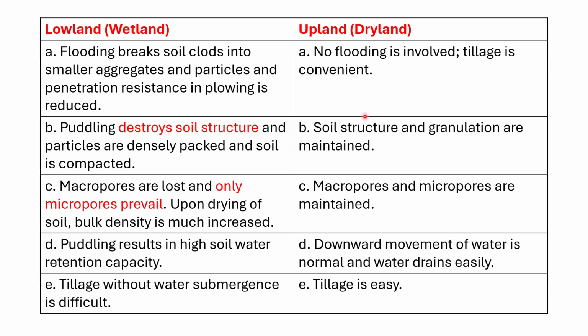Then kapag upland or dryland naman, the soil structure and soil granulation are maintained. So, hindi nababago yung kanyang soil structure and yung kanyang granulation. Granulation, yung kanyang pagka buo-buo. Then, under lowland ulit, macropores are lost and only micropores prevail. So, upon drying of soil, bulk density is much increased.